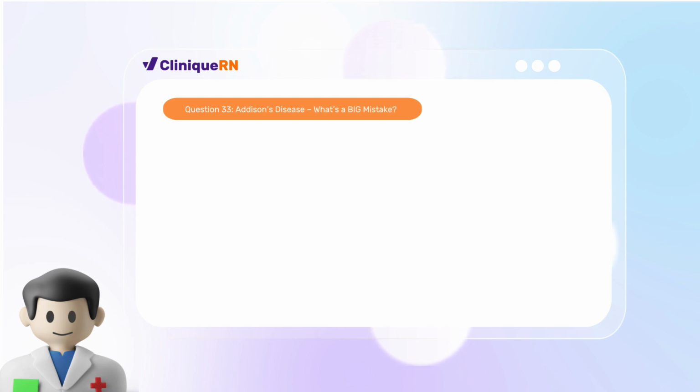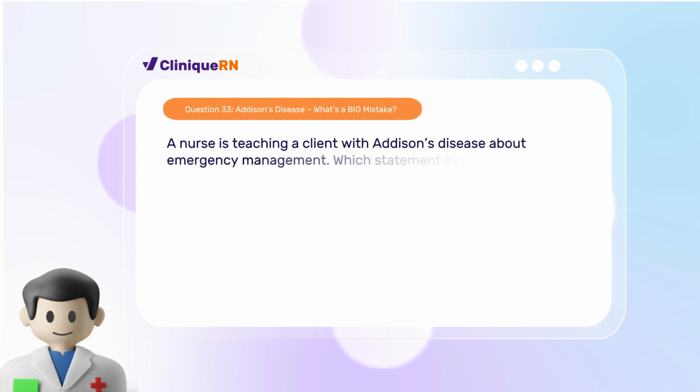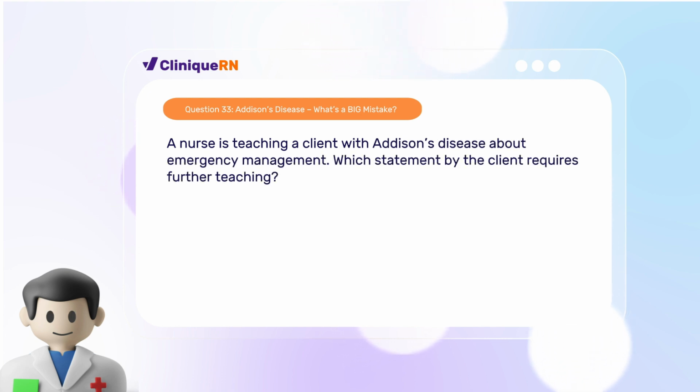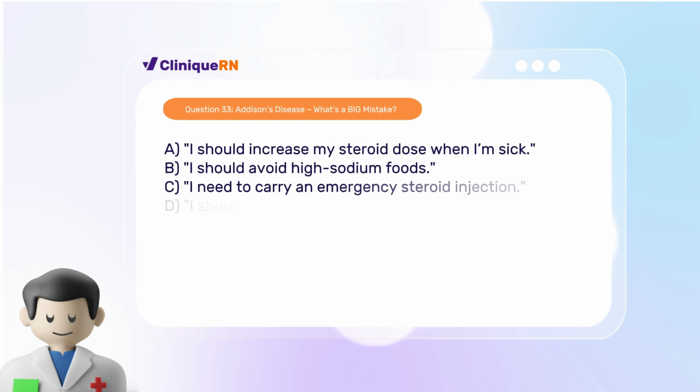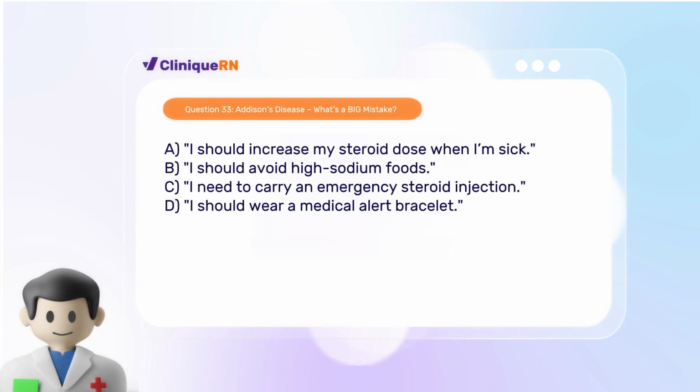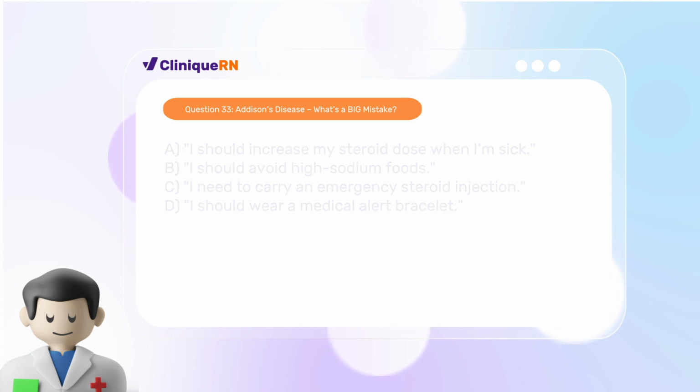Question 33. Addison's disease. What's a big mistake? A nurse is teaching a client with Addison's disease about emergency management. Which statement by the client requires further teaching? A. I should increase my steroid dose when I'm sick. B. I should avoid high-sodium foods. C. I need to carry an emergency steroid injection. D. I should wear a medical alert bracelet.